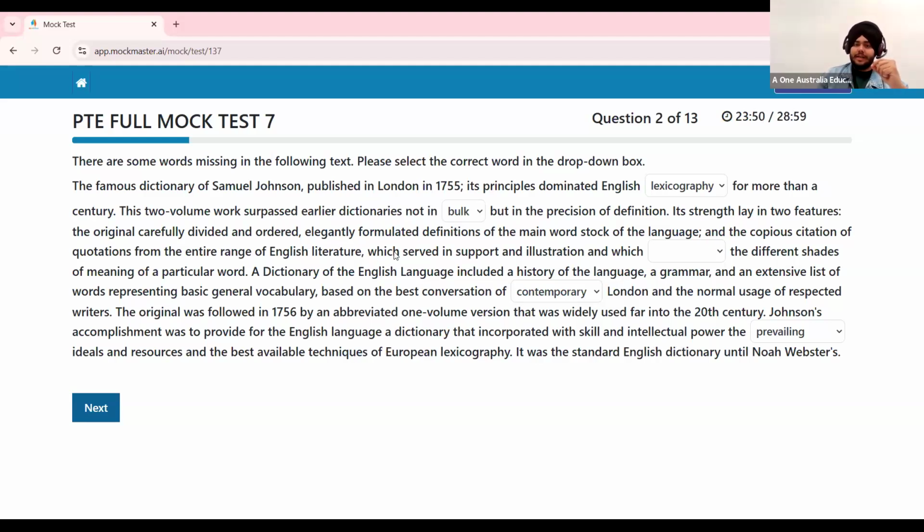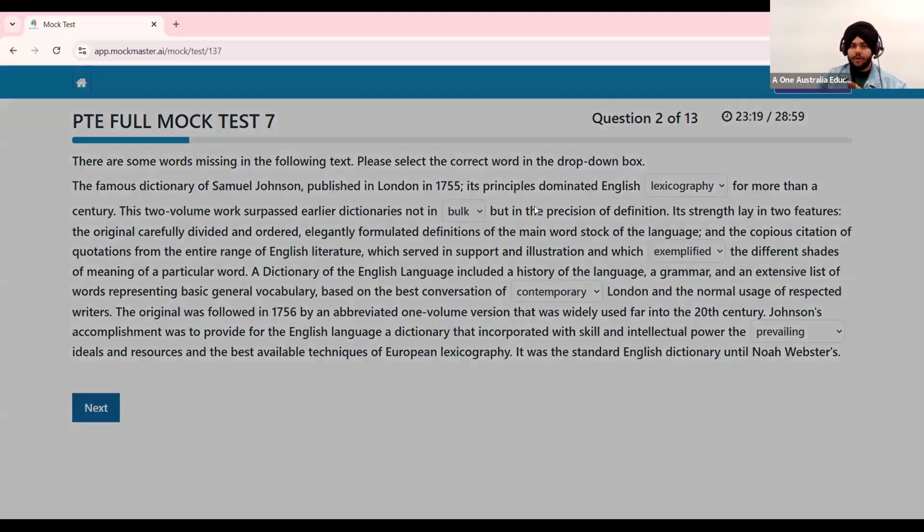Now for this one, let's read a little bit more. And the citation of quotations from the entire range of English literature, they were talking about English literature, entire range of English literature, which dash the different shades. Now we're talking about range and we're talking about different shades. Now range will not simplify the different shades. Range will not classify. So I'll choose exemplify. I can be wrong, but that is what I am thinking. That is how I think. Okay.